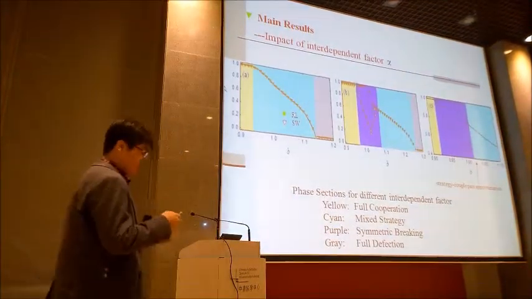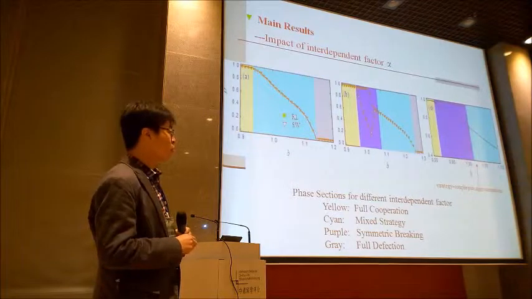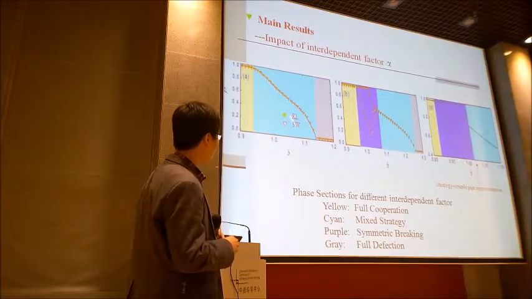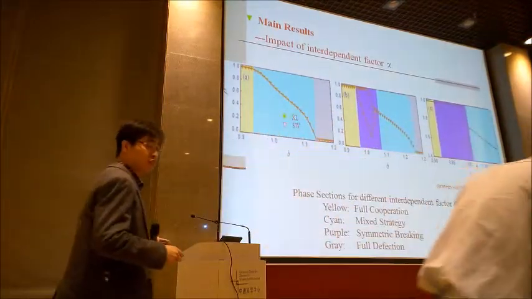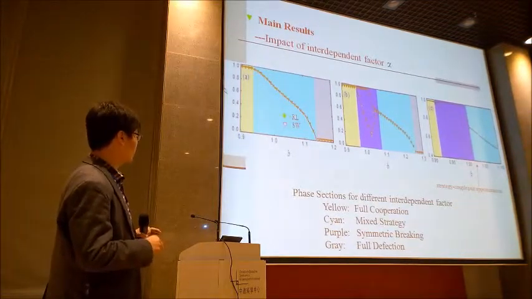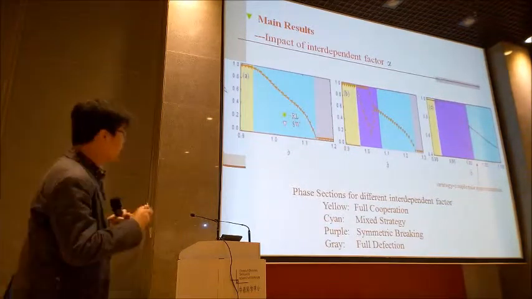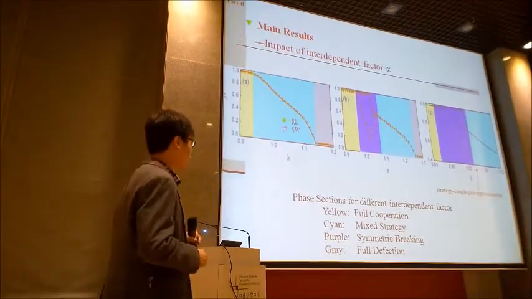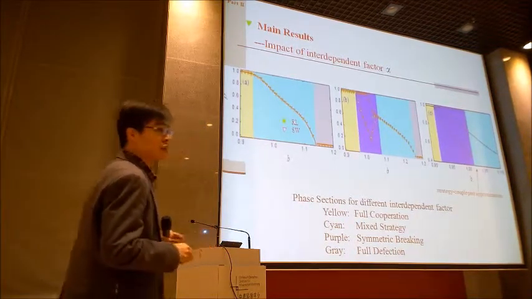These figures show the fraction of cooperation on both networks for different interdependent factors. The left panel shows the result for small values of the interdependent factor. Compared with the single network, cooperation is promoted, and it is also composed of three phase sections: full cooperation, full defection, and the mixed phase. But if the interdependent factor is larger than the critical value, a new phase section takes place. It is the symmetry breaking phase section, which is denoted by purple.